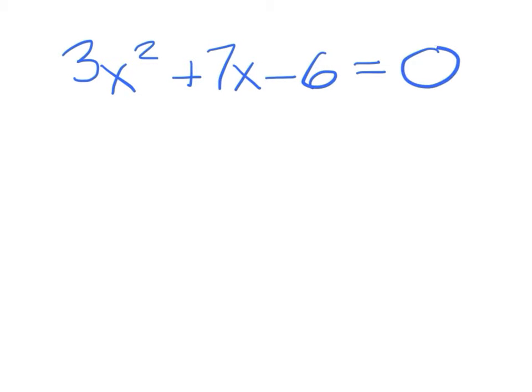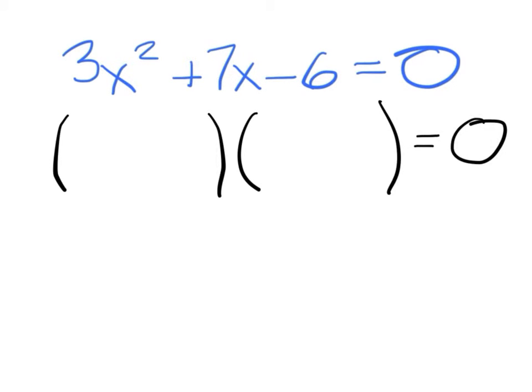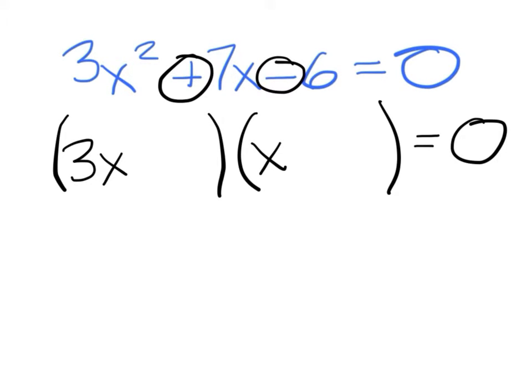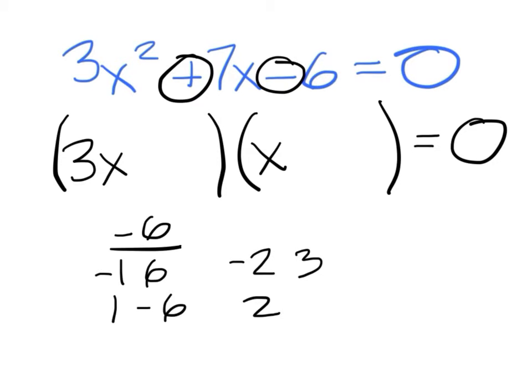Here's a practice problem. This one is 3x squared plus 7x minus 6 equals 0. For the practice problem, we have no choice but to break up the 3x squared as 3x and x. You have a plus minus in the expression, which means your factors are going to alternate signs, minus plus or plus minus. We can break up the negative 6 as negative 1, 6, 1, negative 6, negative 2, 3, 2, negative 3. Where should I start first?